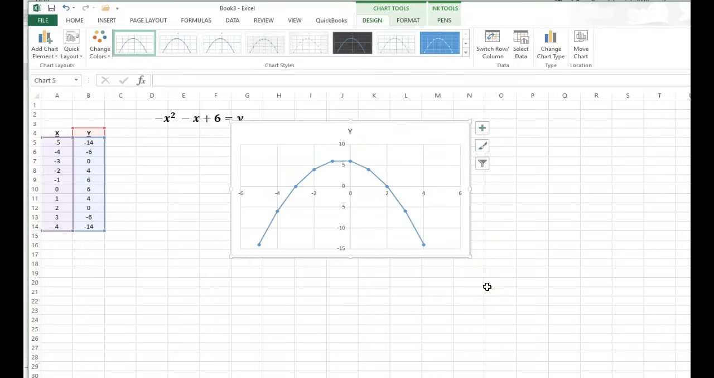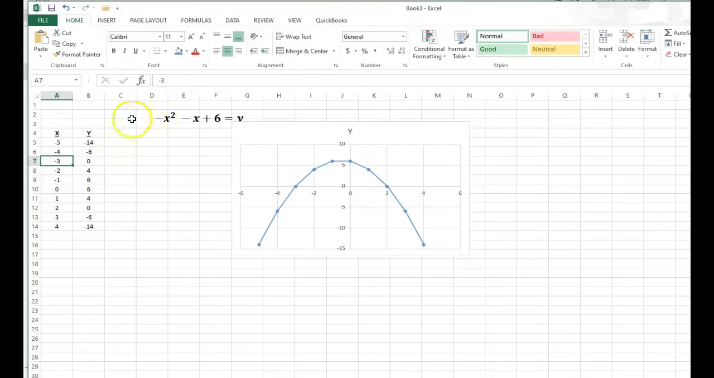Alright, this is the equation. This is a plot, and your answers would be 2 and minus 3, where y is 0.